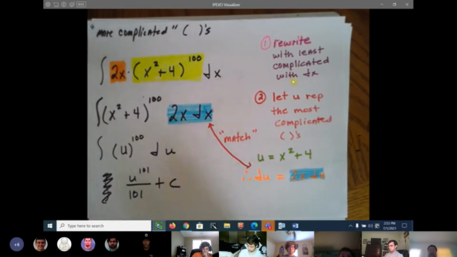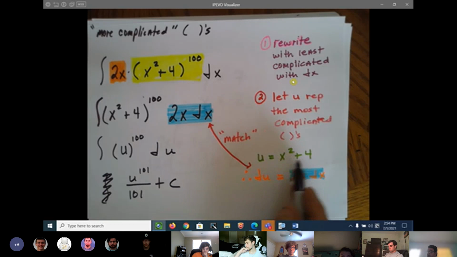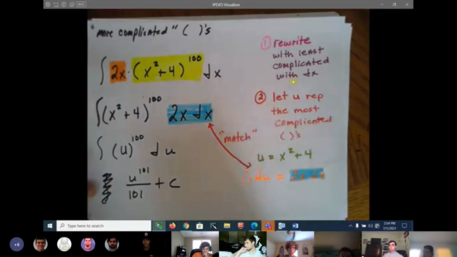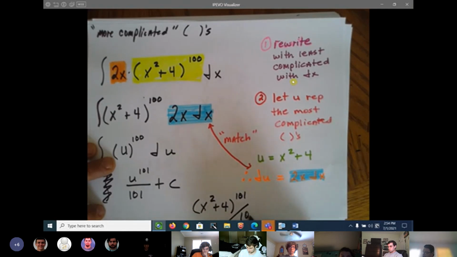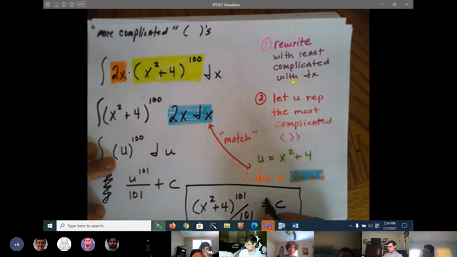And now what's the last thing I do when I'm using substitution? What am I going to plug back in there for that u? x squared plus 4. So x squared plus 4 to the 101st divided by 101 plus c.